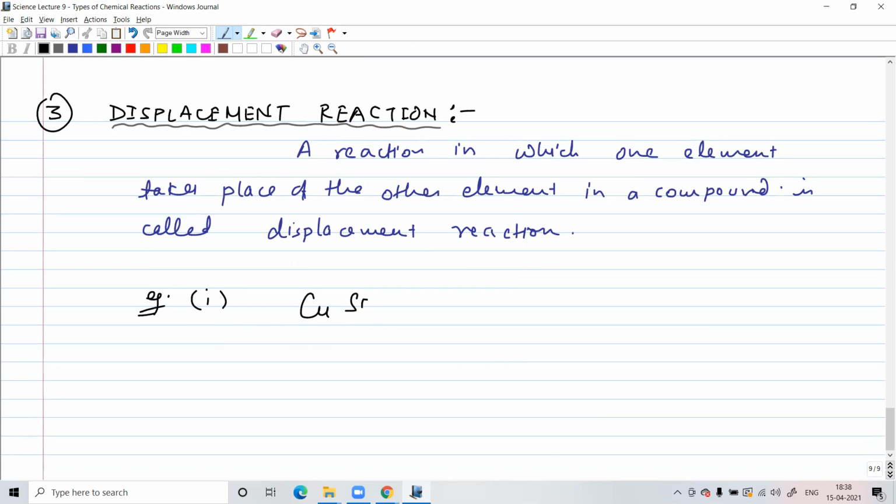I will write the name. Whoever understands what the name could be, tell me what is this? CuSO4. What do you think the name will be? Copper sulfate, sir. Yes, very good. SO4 means sulfate always. Okay. Since this is copper, it will become copper sulfate. Very good.